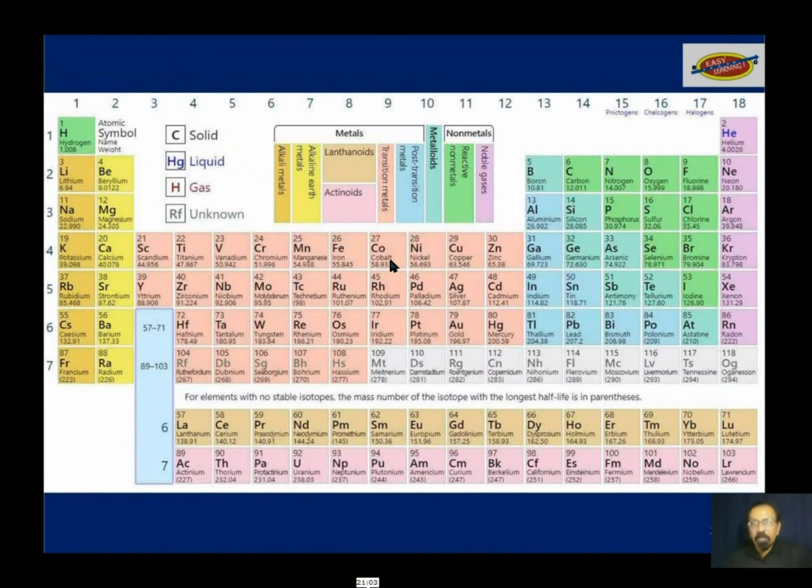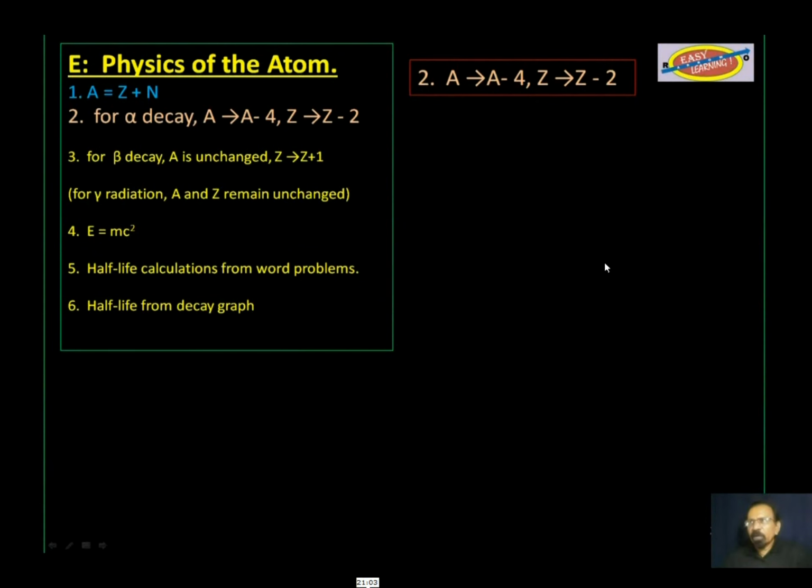Now, this is that same table, except now the names are shown, like cadmium and arsenic and titanium and magnesium and so on. As you use these, you will remember those that you need for this class. So we come to the second formula, which deals with alpha decay. A, which is that nuclear number, decreases by 4, and Z, which is the proton number, decreases by 2 when you have alpha decay.